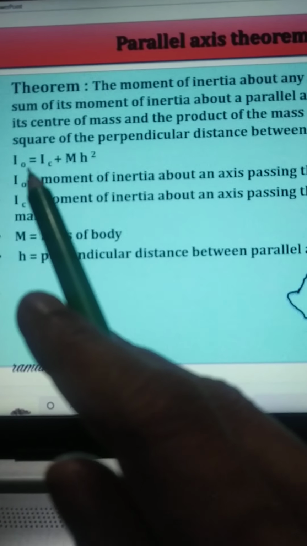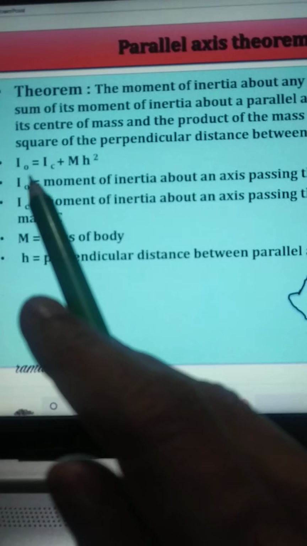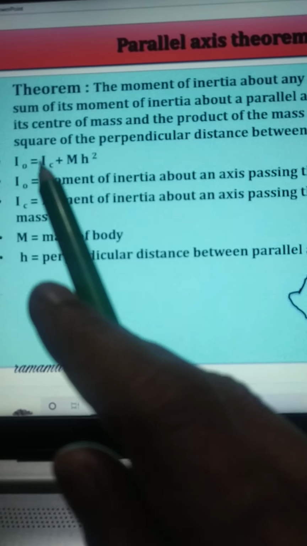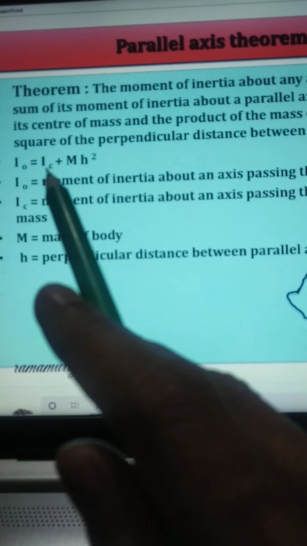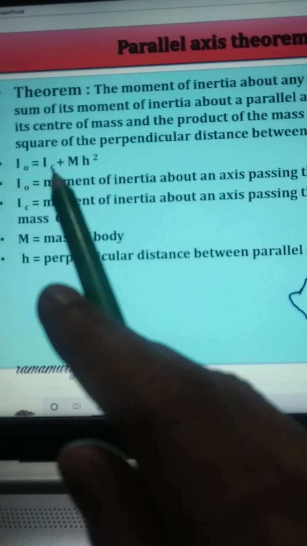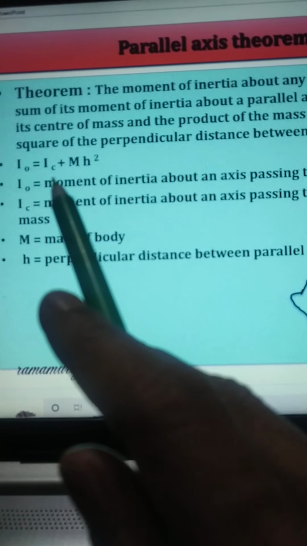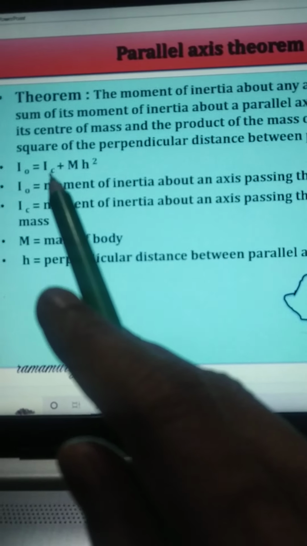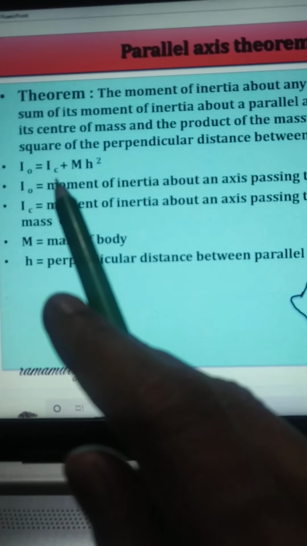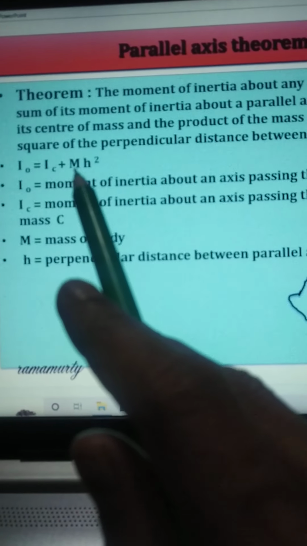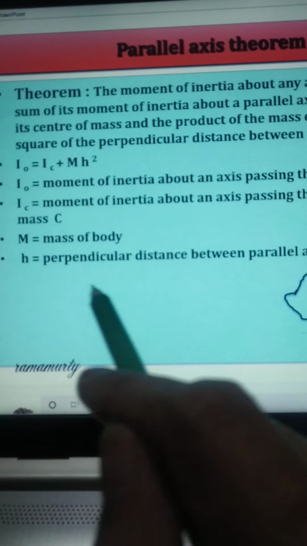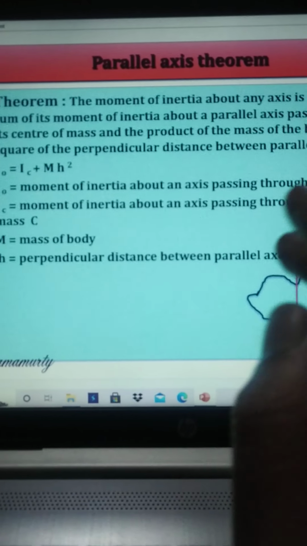I naught represents the moment of inertia about an axis, and IC is the moment of inertia of the same body about an axis passing through the center of mass. Here M is the mass of the body and H is the perpendicular distance between the parallel axes.